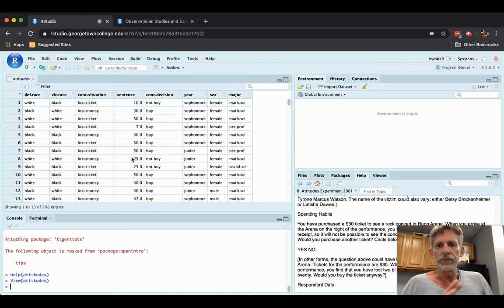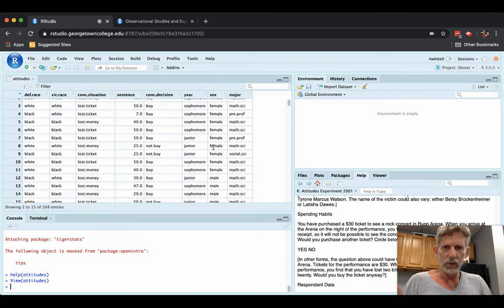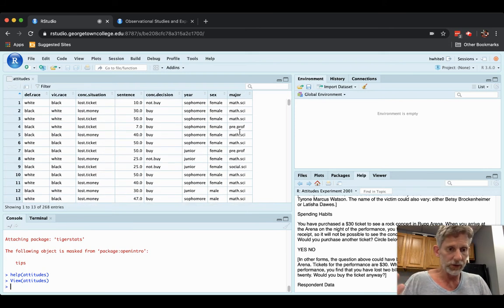And in the view, you get the actual data. Every row here is a student. And the survey form had a lot of questions for the student. For example, the students were asked what race they were, what year they are, freshman, sophomore, so on, what sex they are, what type of major they would like to pursue at Georgetown. And there were several other questions they were asked.